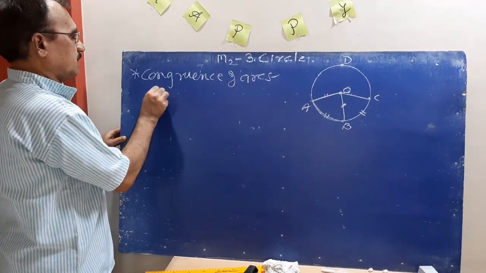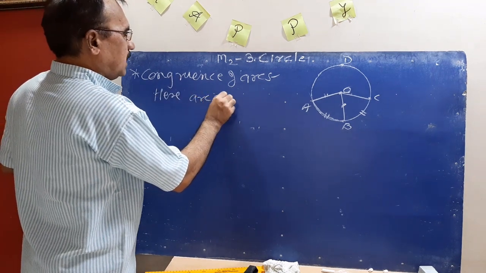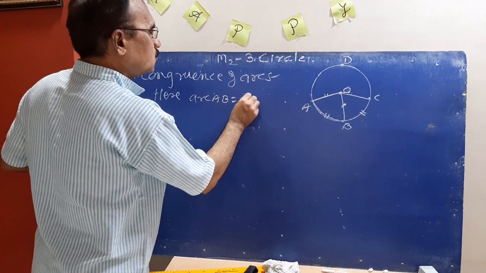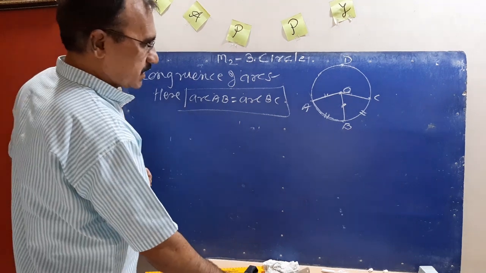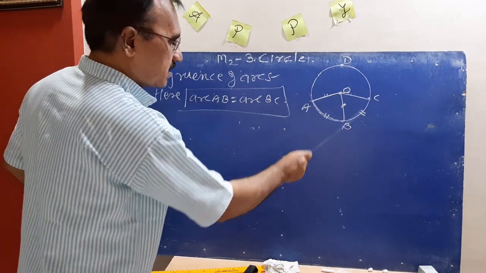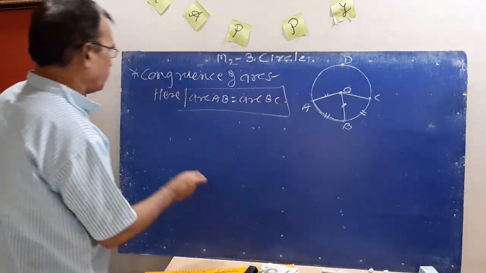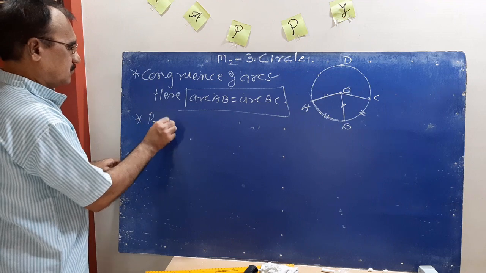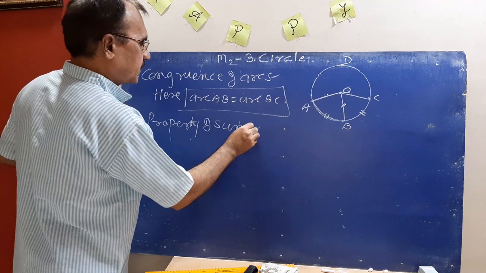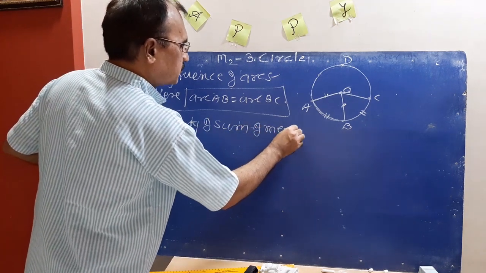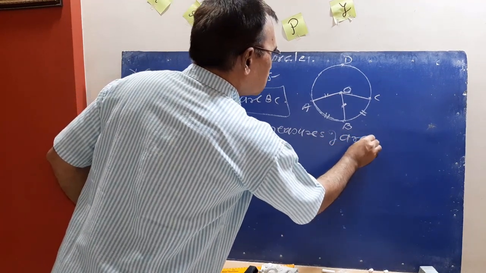Means here, arc AB is equal to arc BC. If the measures of the arcs are equal, then these arcs are congruent arcs. Then, property of sum of measures of arcs.